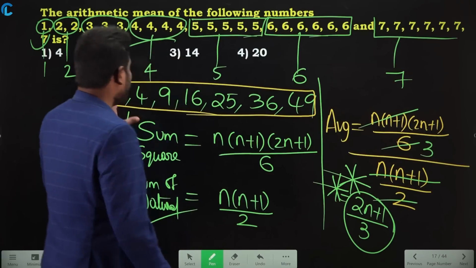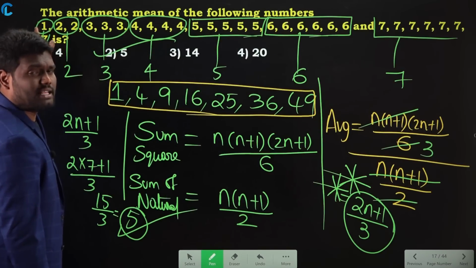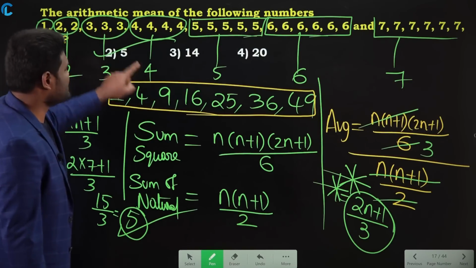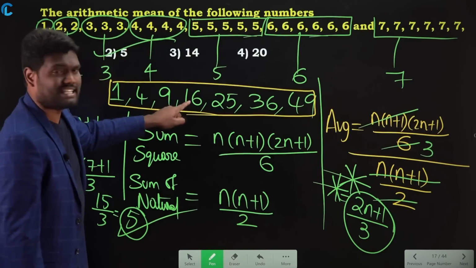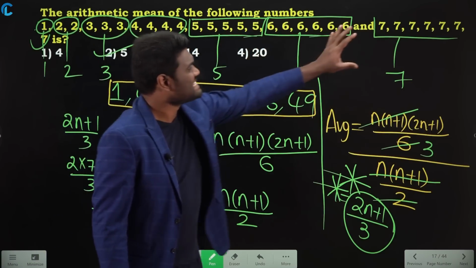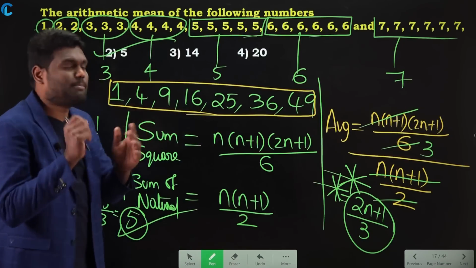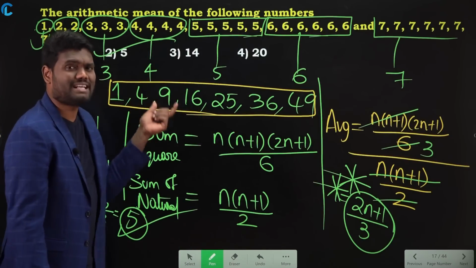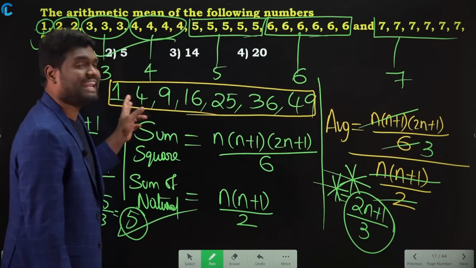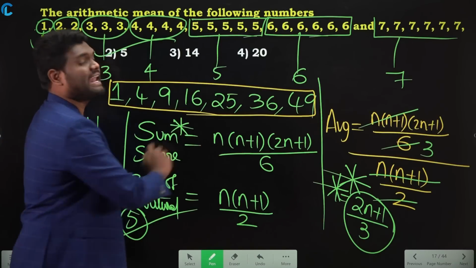Observe here carefully. Again, many of the students get a doubt. Look here, 1 is nothing but 1. Now 2 2s is 4, 3 3s is 9, 4 4s is 16, 5 5s is 25, 6 6s is 36, 7 7s is 49. Which means the sum of numbers is 1 plus 4 plus 9 plus 16 plus 25 plus 36 plus 49. Now these look like squares. That is the reason I am applying the sum of squares of n natural numbers formula.